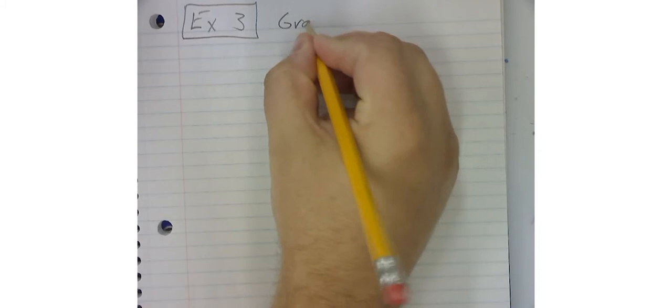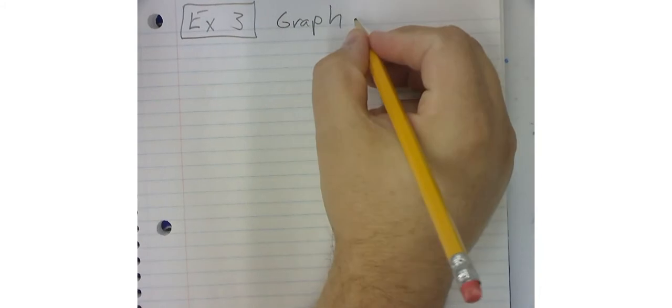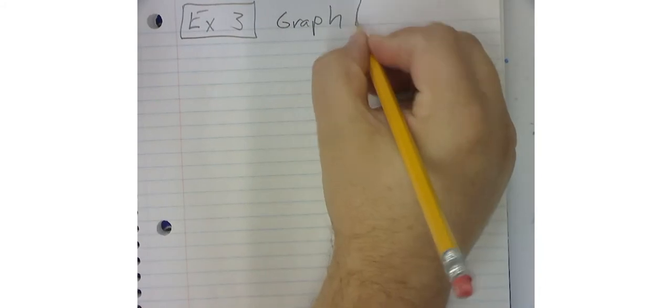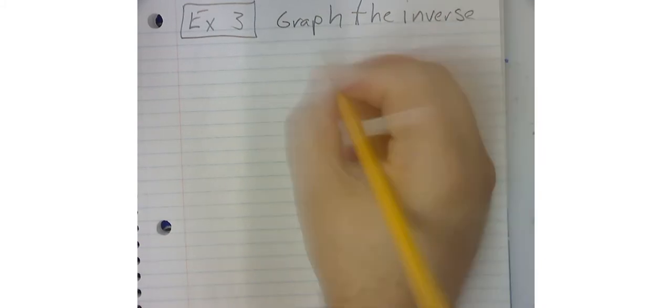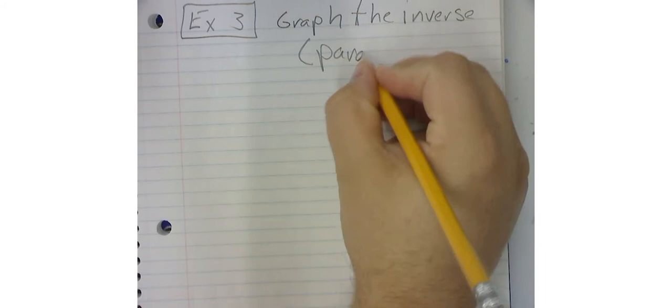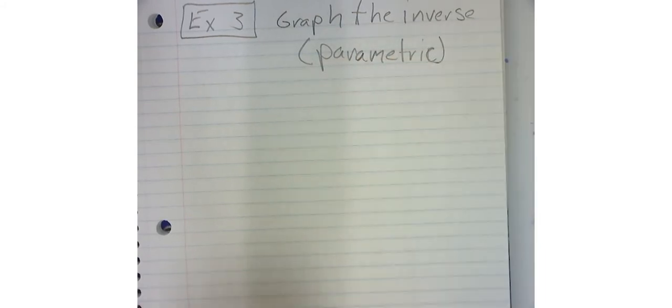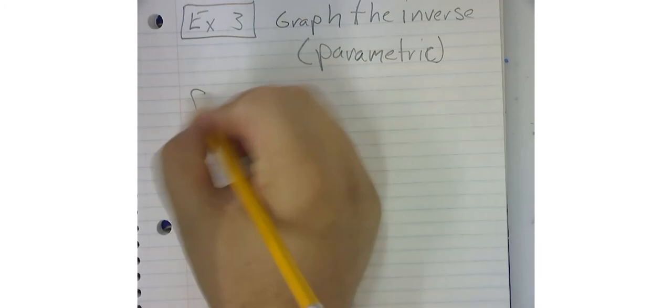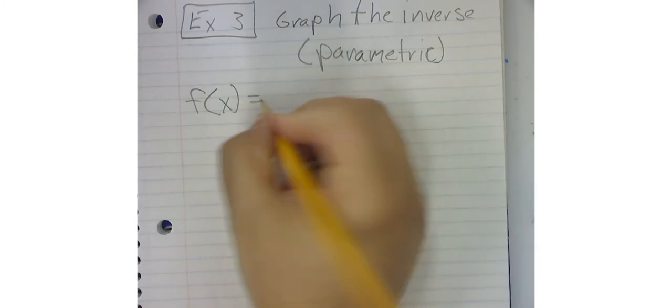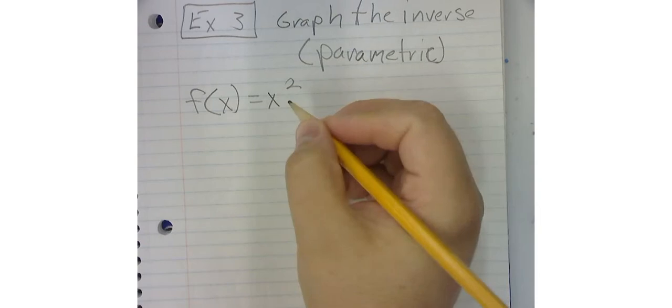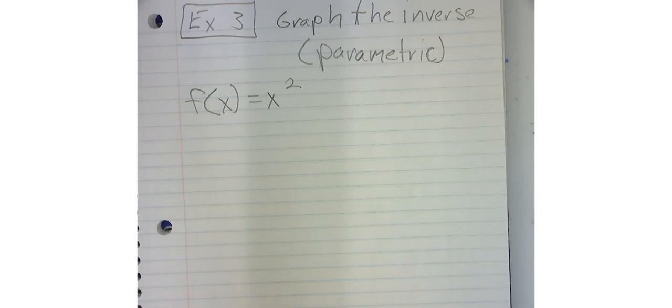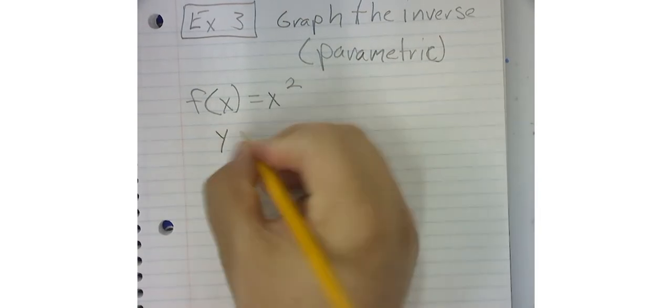Example number 3, we are asked to graph the inverse parametrically. So we're asked to graph the inverse, but we're going to do it with parametric equations. And so they give us the function f of x is equal to x squared. And so the first thing I need to do is split this up into parametric equations. So think of f of x as y.